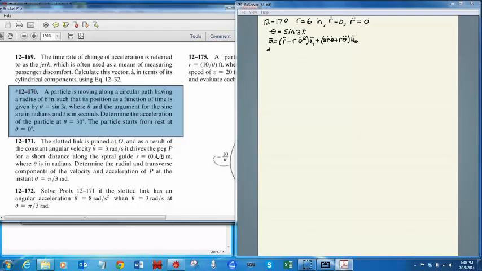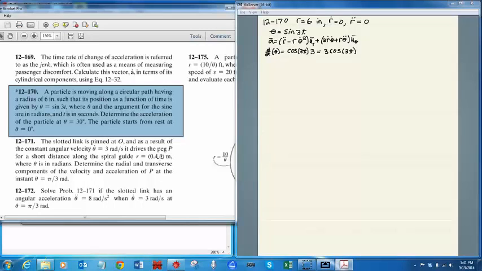So d/dt of theta is equal to, I'll just take a derivative. The derivative of the sine is cosine, times the derivative of what is inside the argument, so times 3. So that'll be the derivative of theta. To simplify just a little bit, theta dot is equal to 3 cosine 3t.